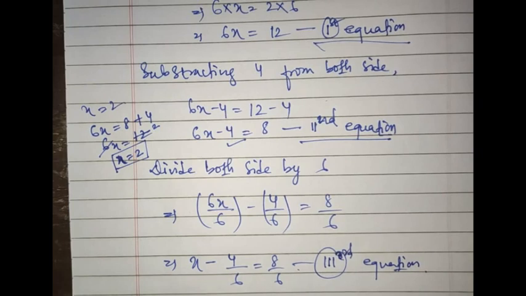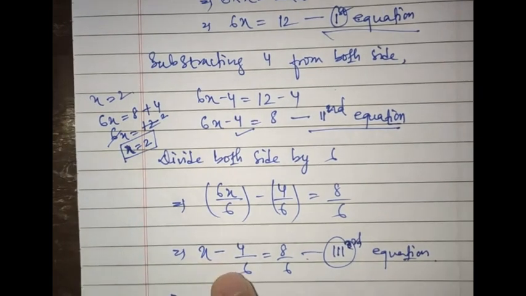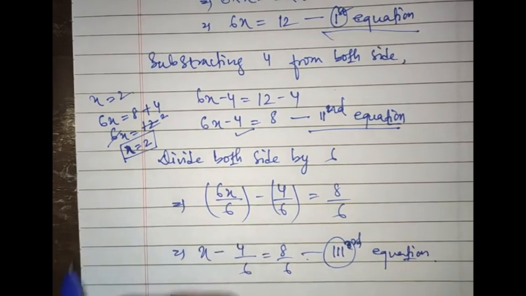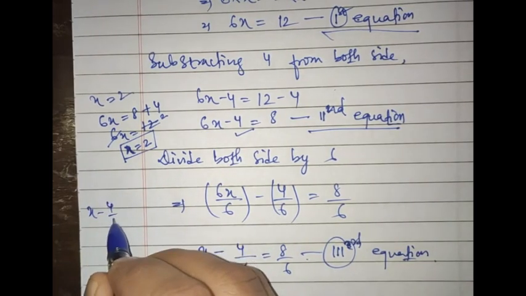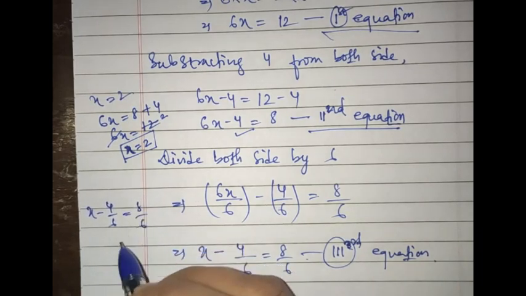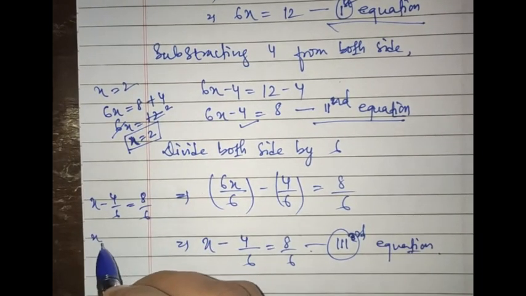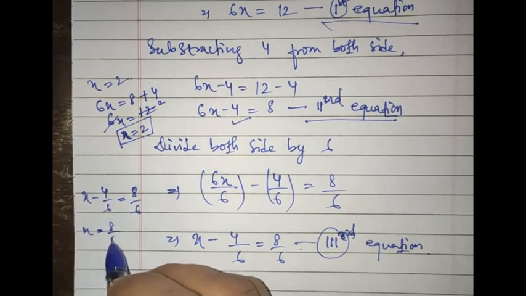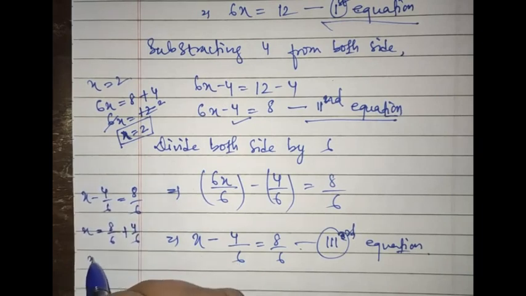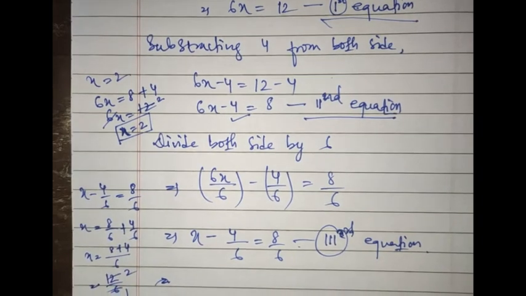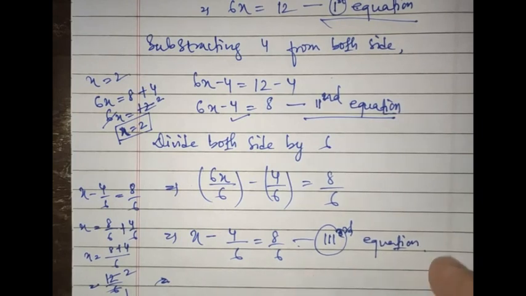I hope it is clear. Just see, when you solve for the value of x, you'll get the value 2. How? Just see here, x minus 4 by 6 is equal to 8 by 6. Now x is equal to 8 by 6 plus 4 by 6. 8 plus 4 is 12 by 6, and 6 1s are 6, 6 2s are 12. So your x value is 2 only, no? So this is your third equation, in which you will get x as 2.